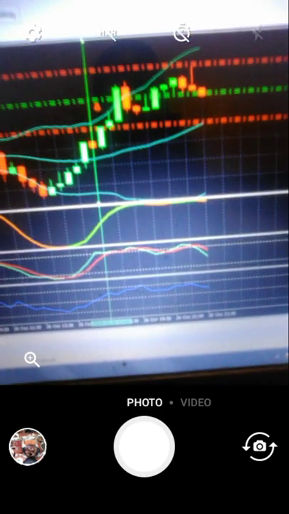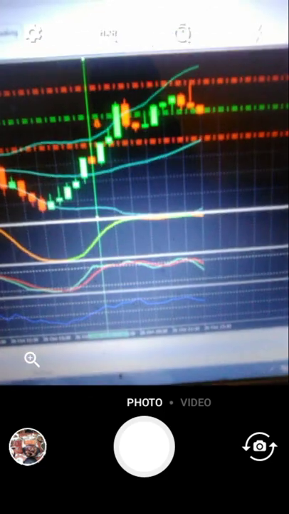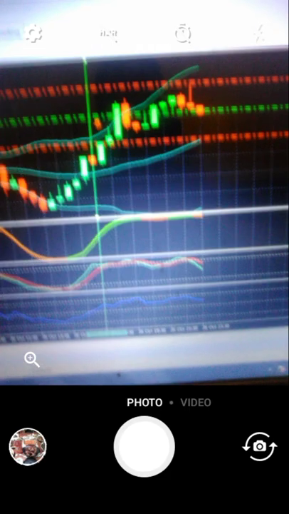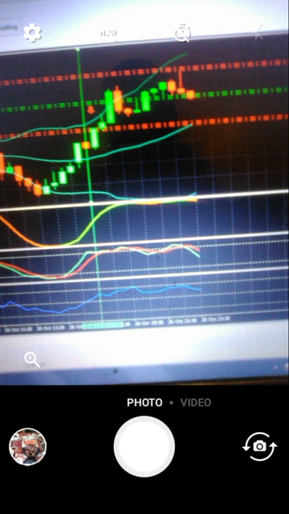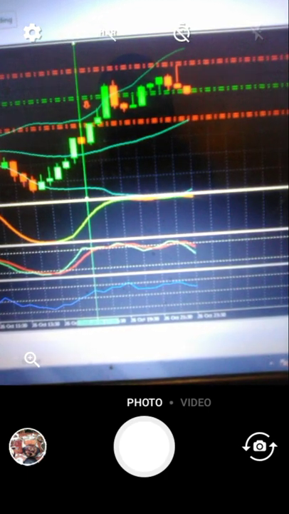Okay. This is an active trade on the Euro USD pair that's going on right now that I'm in, October 28th, 2018. I am in this trade until I get another signal to buy.